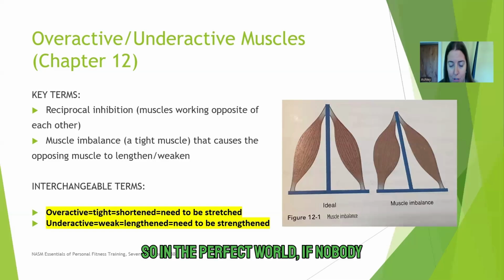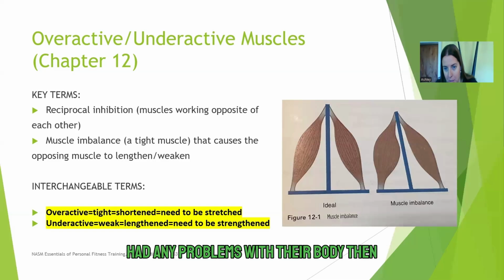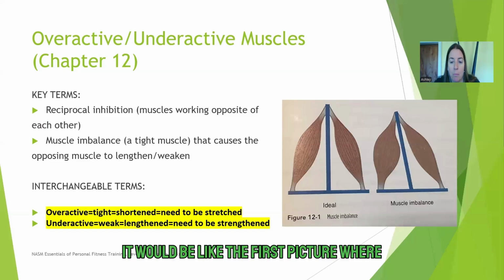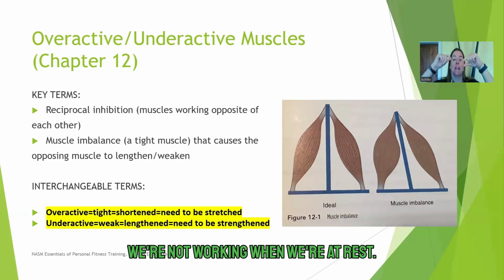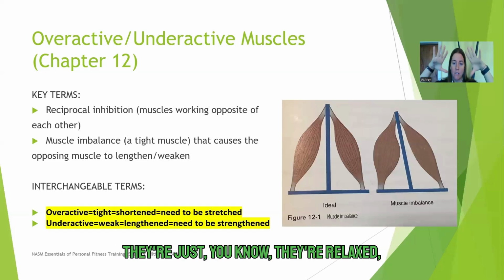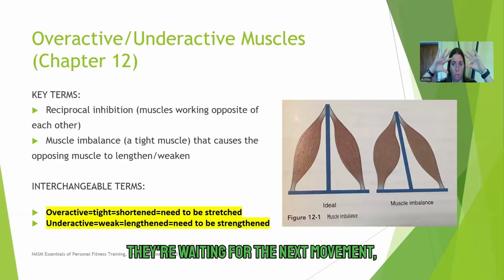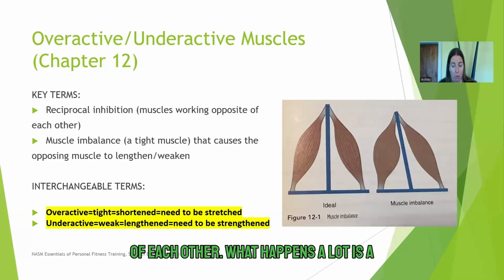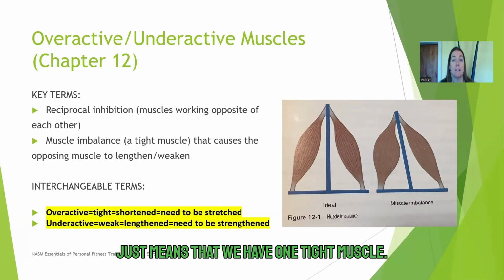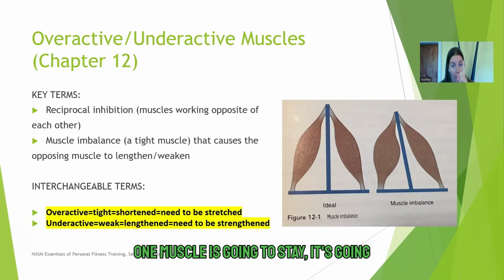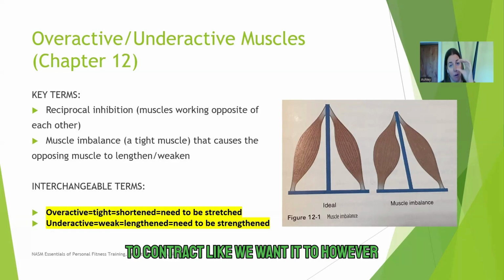Let's come back to this picture. In the perfect world, if nobody had any problems with their body, then it would be like the first picture, where this creates a right angle. When we're at rest, that's what it's showing here. We're not working. When we're at rest, they can both pull to the same length, and they're relaxed. They're waiting for the next movement, and then they're going to work opposite of each other. What happens a lot is a muscle imbalance. A muscle imbalance just means that we have one tight muscle. One muscle is going to contract like we want it to. However, it's going to stay there. It's going to be in a state of chronic contraction.